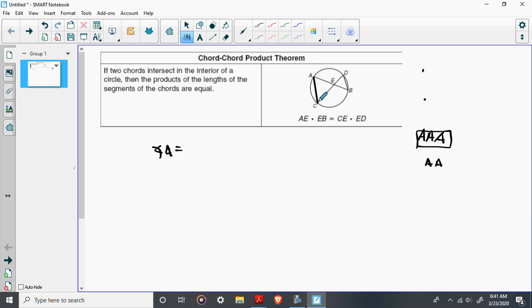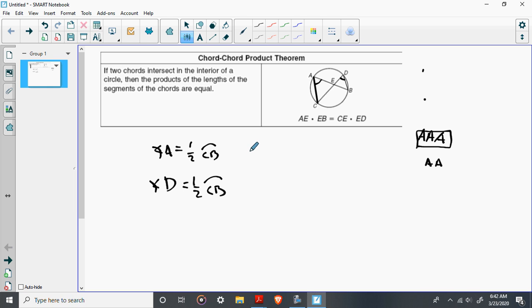Angle A intercepts arc CB. Right, so we see that angle A intercepts arc CB. So angle A is equal to 1/2 arc CB, and we learned that last week. But we also know that angle D also intercepts the same arc. So if angle A is half of arc CB, and angle D is half of arc CB, then we know that angle A and angle D have to be the same. Okay?